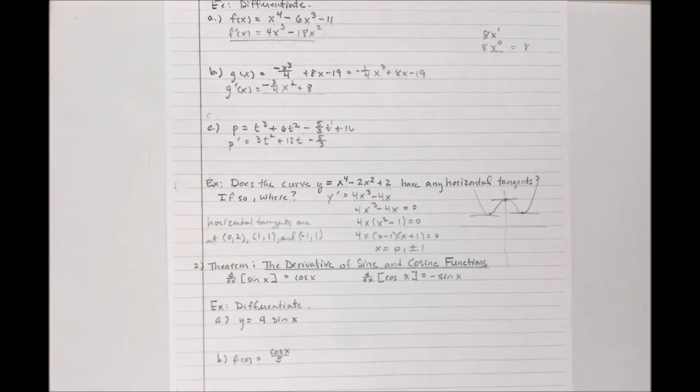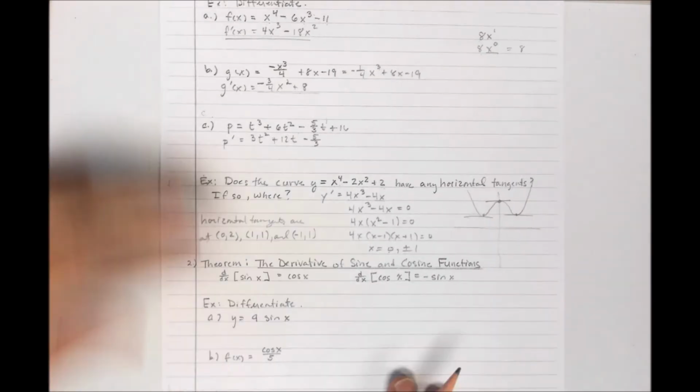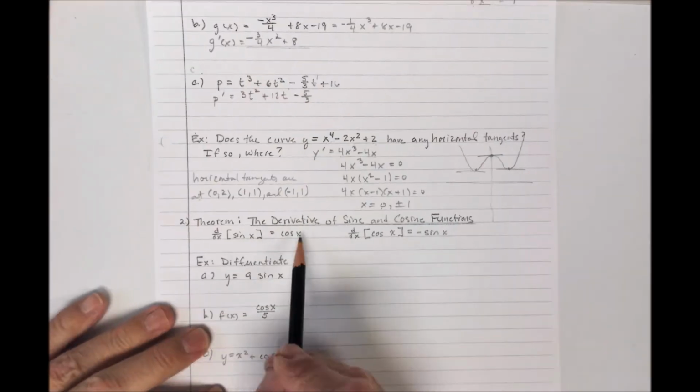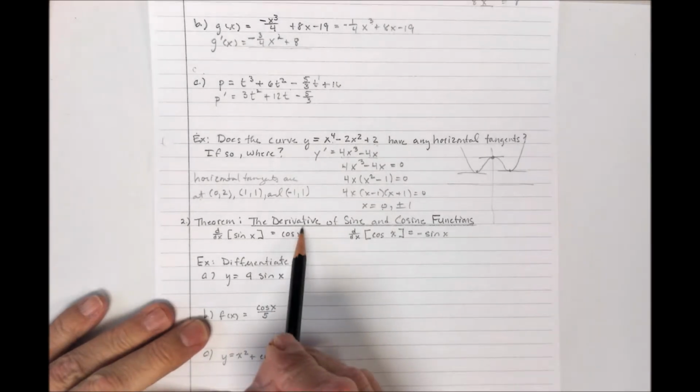Now, when we're able to take the derivative of a polynomial, that's a good thing, but when we're able to take the derivative of a trig function, that's an even better thing. And they have the following theorem here that states the derivative of sine and cosine functions.